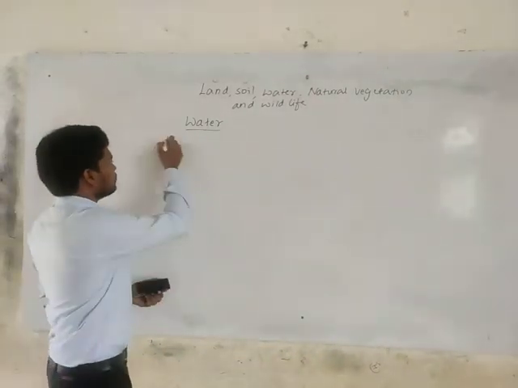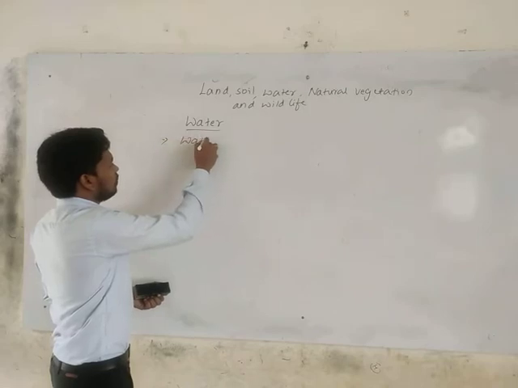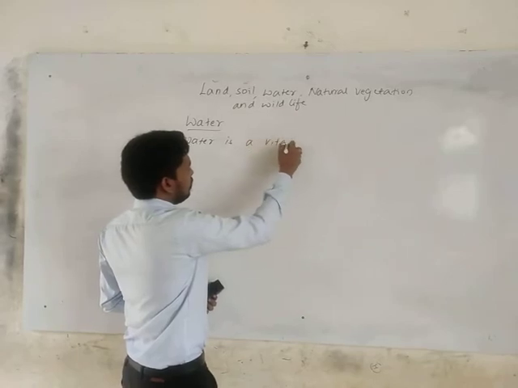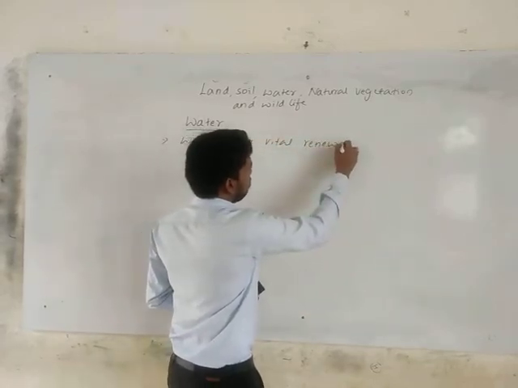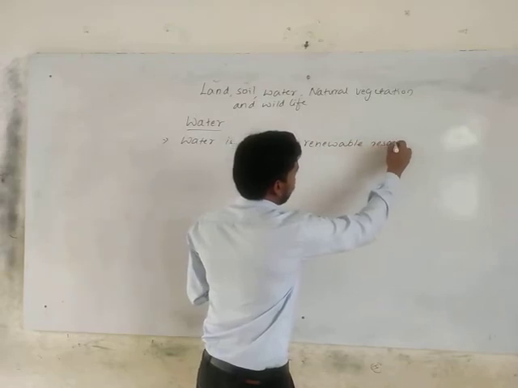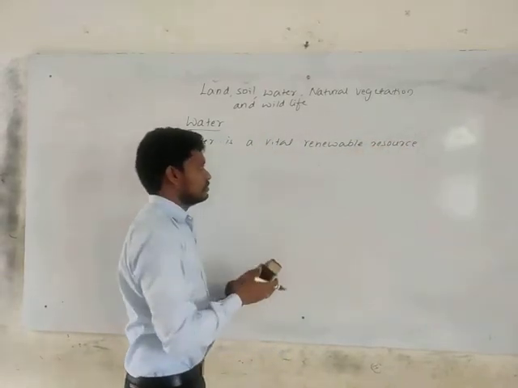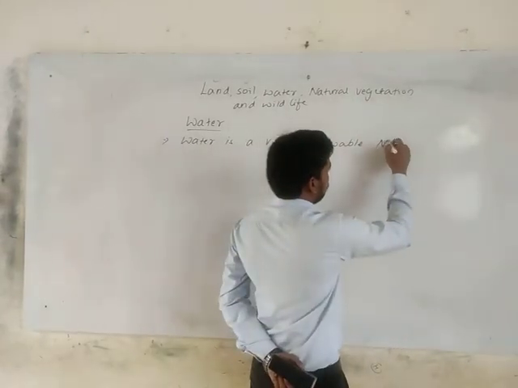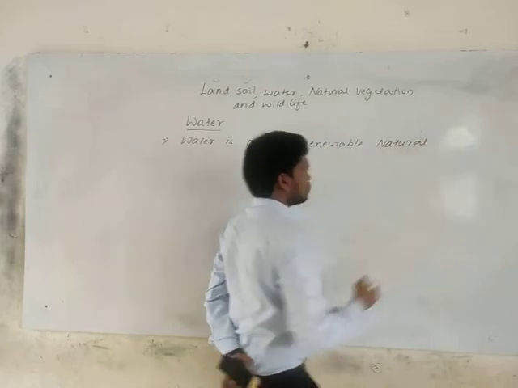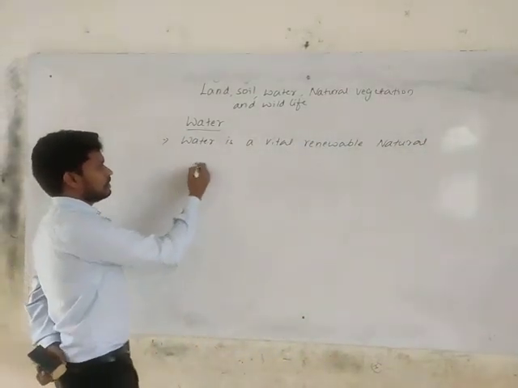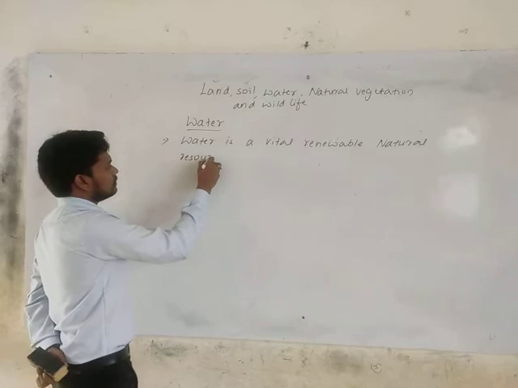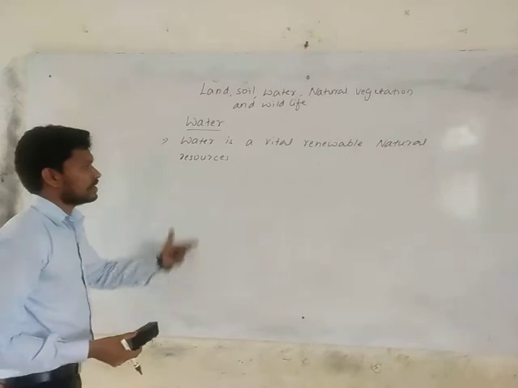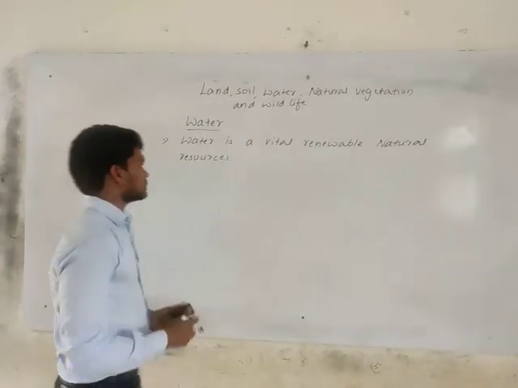So, water is a vital renewable resource. Of course, a renewable resource comes under the natural resources. Further, in the resources we have divisions: natural and human made. Water is one of the examples of these natural resources. So, it's a renewable natural resource.